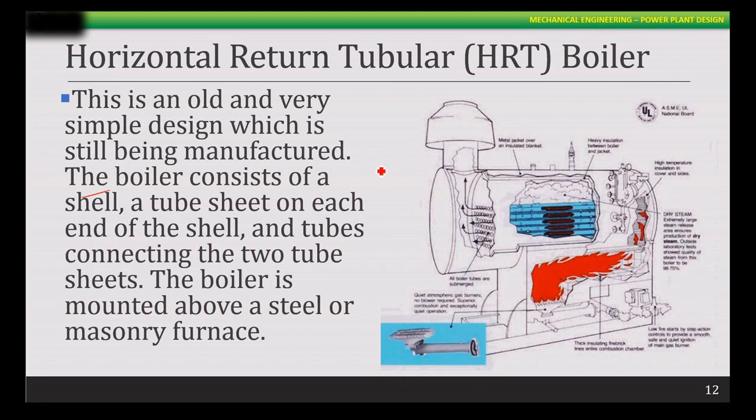For example, the tubes are attached to it. This metal plate that holds the tubes is called a tube sheet. Okay? And then the boiler is mounted above a steel or masonry furnace. So this is the furnace down here.